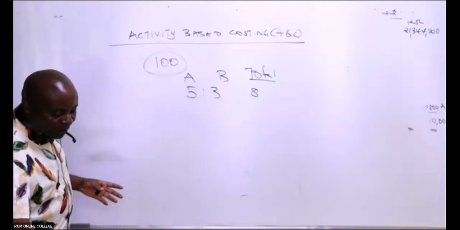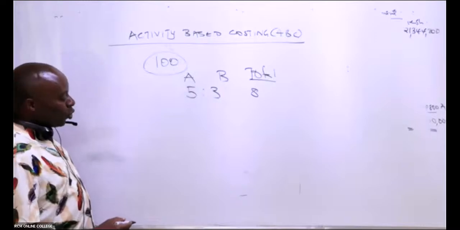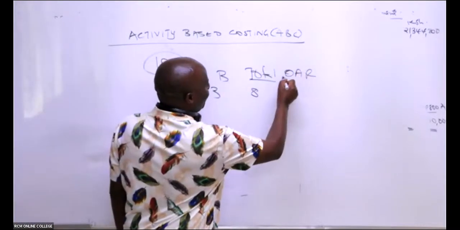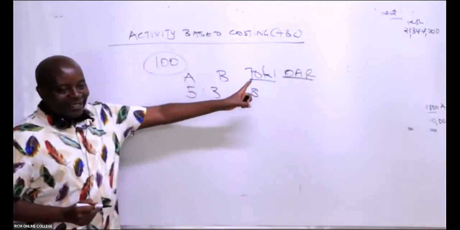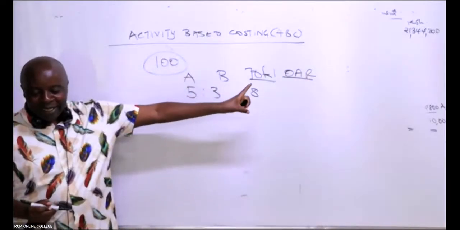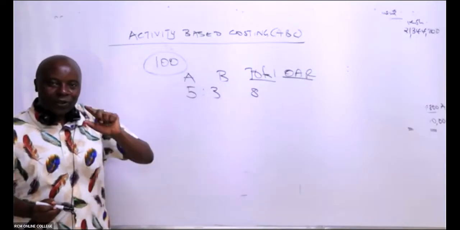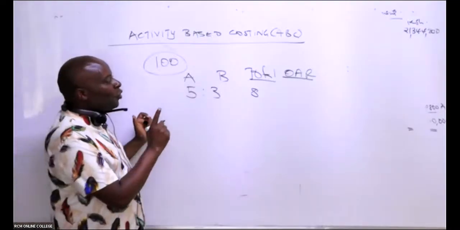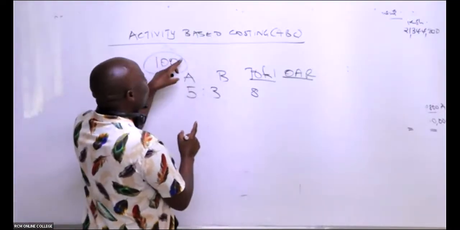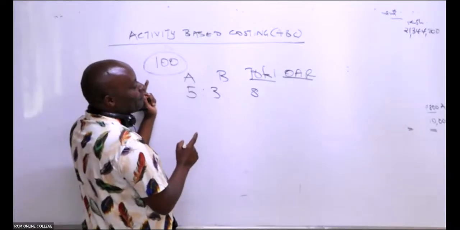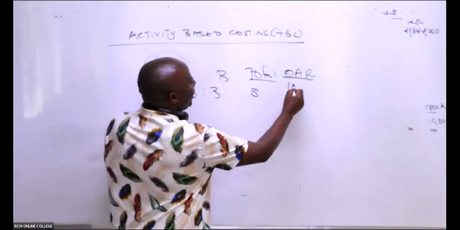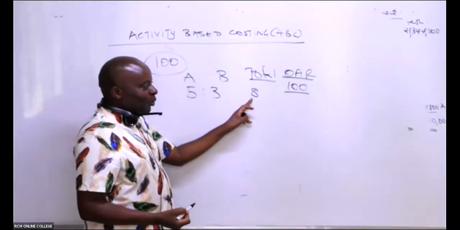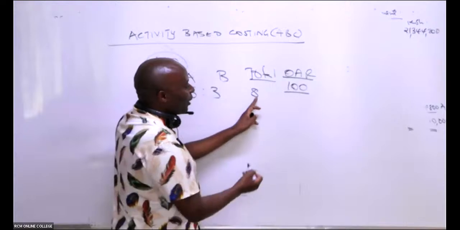Now, how about this other model, because your examiner loves what we call the OAR model, overhead absorption rate model. Have you covered this? OAR, overhead absorption rate. This is the model that your examiner loves. In terms of overhead absorption rate, they would want us to take the total overhead, which is 100, and then divide by the total proportion here. So 100 divided by what here, somebody?